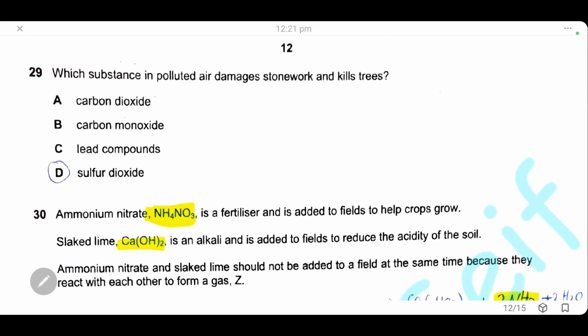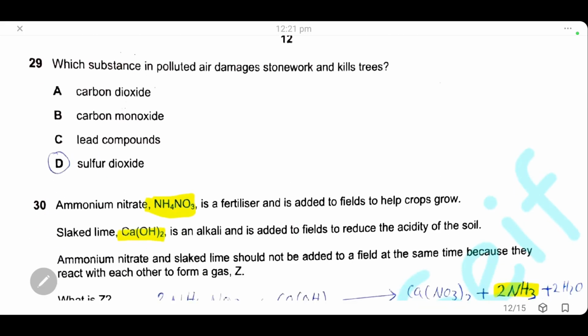Then we'll go to 29. Which substance in the polluted air damages stoneworks and kills trees? The acid rain damages stoneworks and kills trees, and acid rain is caused by dissolving toxic gases like sulfur dioxide in the rain, so the answer will be D, sulfur dioxide.